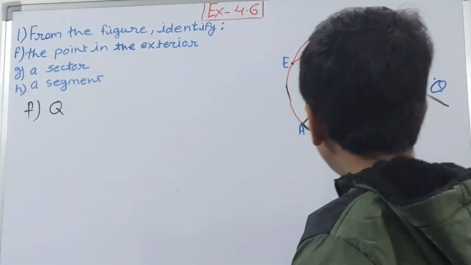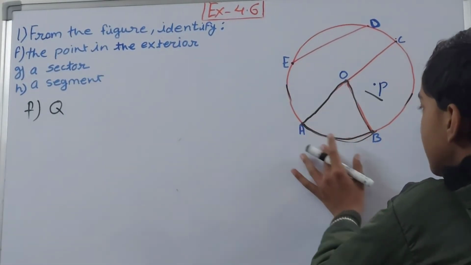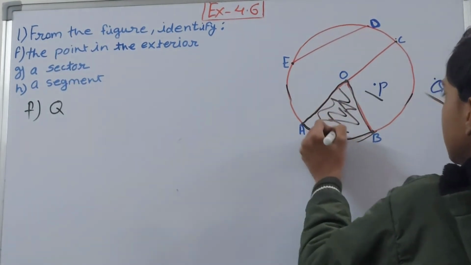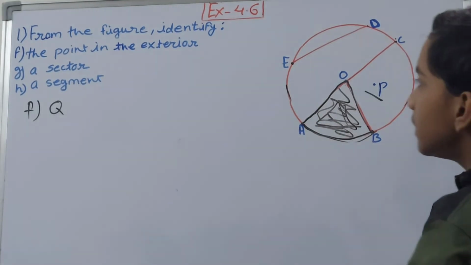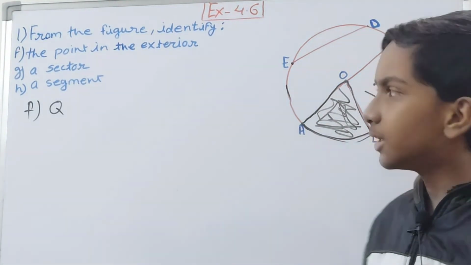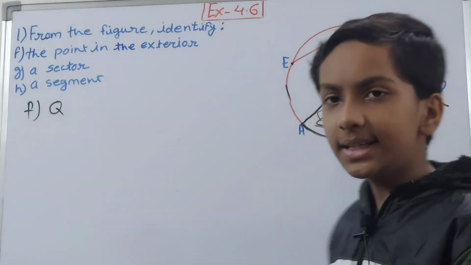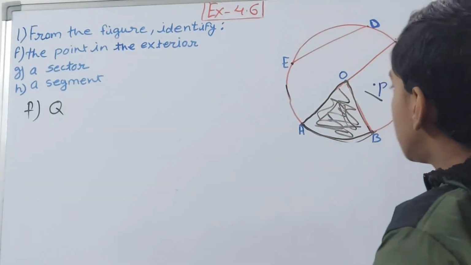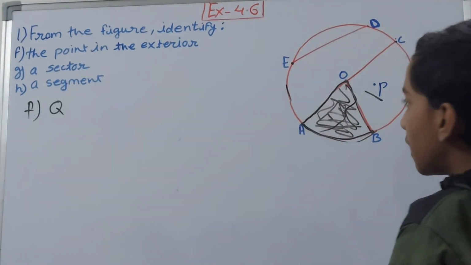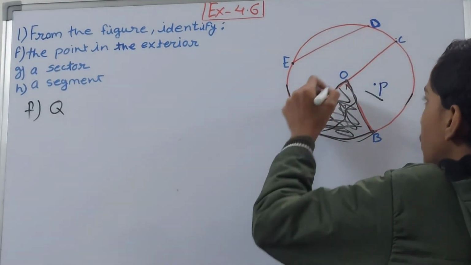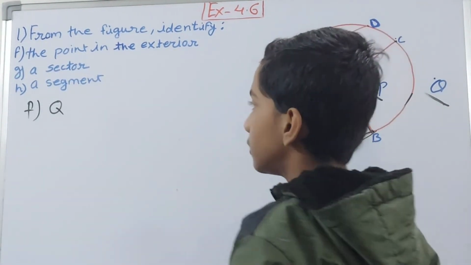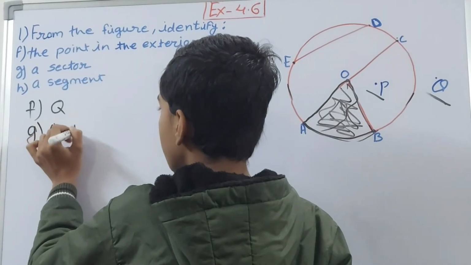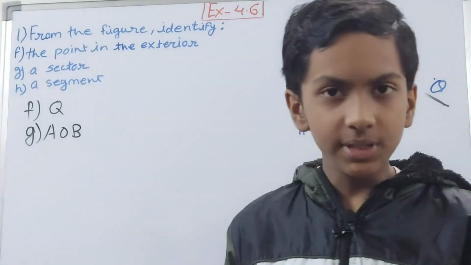So if you see here, these are the 2 radii and this arc will enclose this much area. If you look in your book, this much area will be shaded. So this is our first sector. A sector is the area enclosed by 2 radii and 1 arc, right? So this much area is our sector. Now, how to name it? You can write all these 3 points A, O, B to name your sector. So it will be AOB. This is our sector.